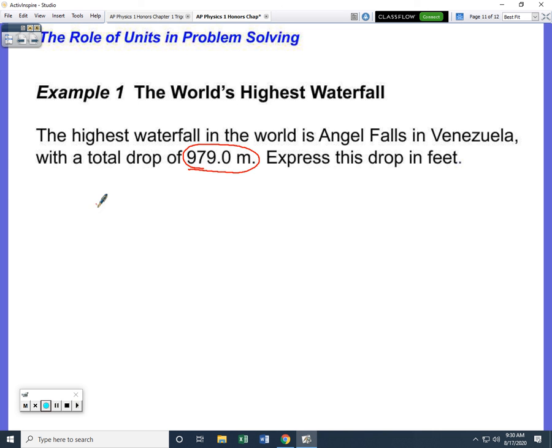The first thing I would always highlight if you're going to do any kind of converting is write out your initial measurement. So we write 979.0 meters. Then you're multiplying by some kind of conversion factor. You're going to take whatever unit you're trying to get rid of and put it on the bottom. We're going to put our meters down here. And ideally you want to put whatever you're trying to convert into on top, in the numerator.